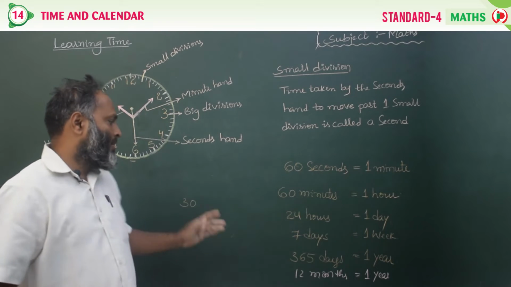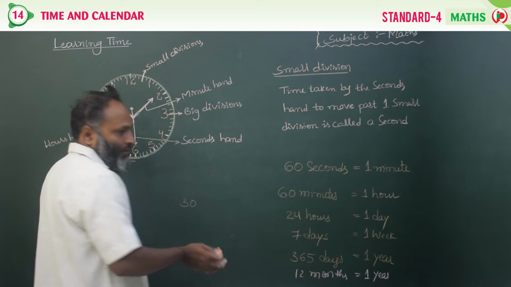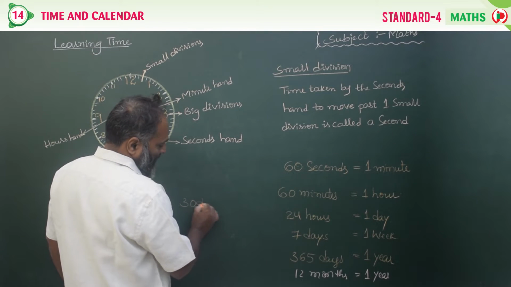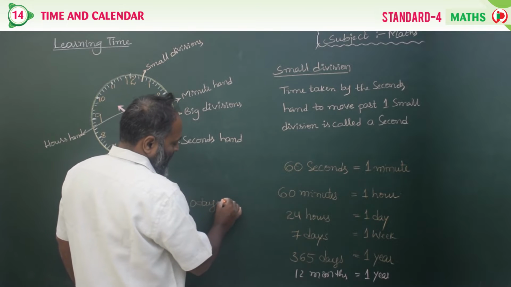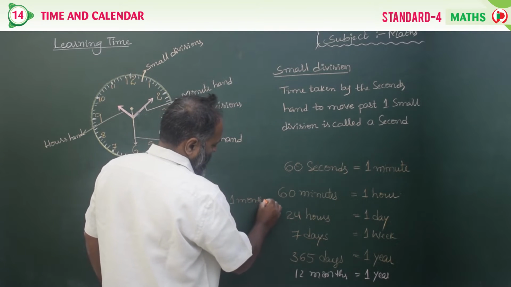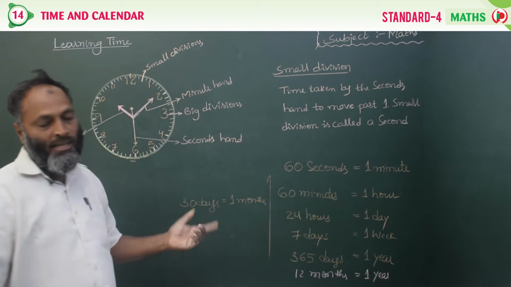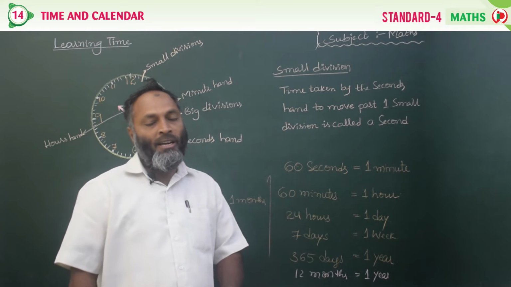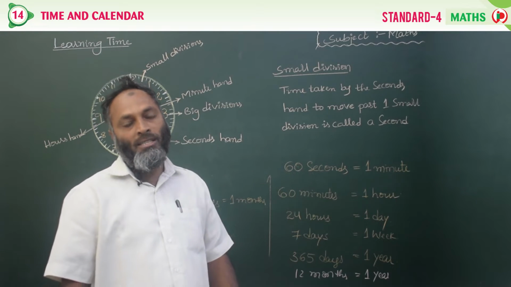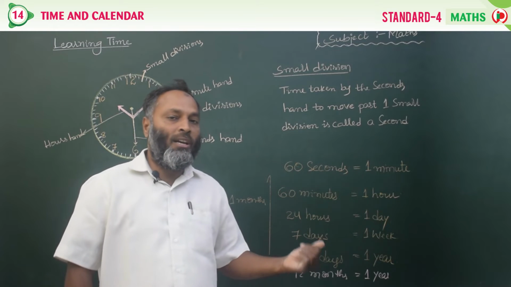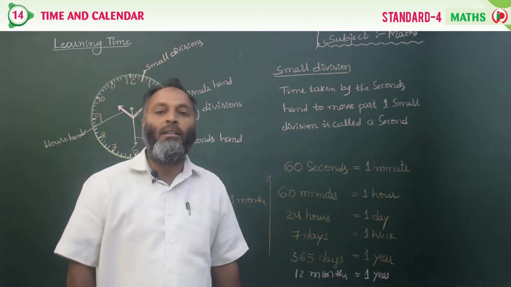So, the number of days in a month varies. Commonly we are taking 30 days, so 30 days makes 1 month. But some months have 31 days and some months have 30 days. And February has 28 days and sometimes 29 days. When the year is a leap year, then we have 29 days in the month of February. Okay, students.